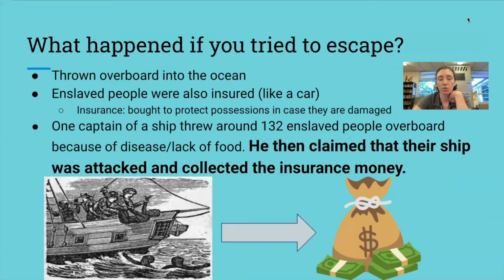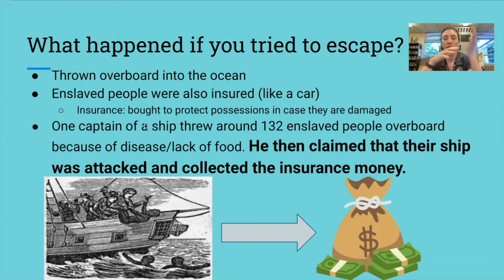Enslaved people were insured almost like property. So it's almost like, if I have a car, right, and I get into a car accident, my insurance company is going to ideally help me pay to replace different parts, similar to enslaved people when they were insured. If any of them died on the way over, the ship captain would be paid in insurance money. So we have one example of a captain throwing over 132 enslaved people overboard because of disease and lack of food. And then he claims that their ship was attacked and collected the insurance money. Okay. And that's called fraud. And you can go to jail for that now.